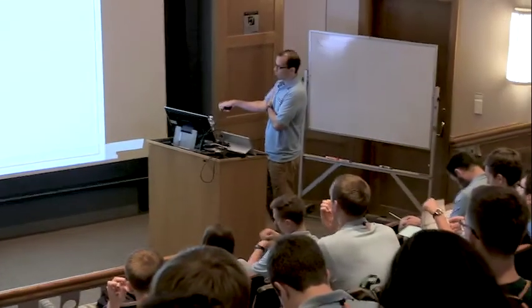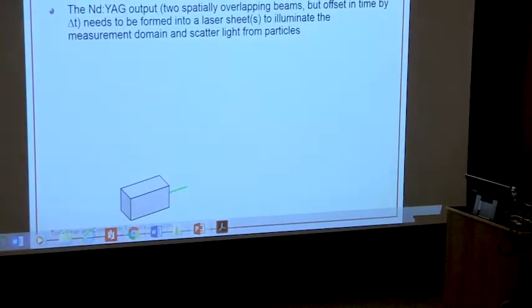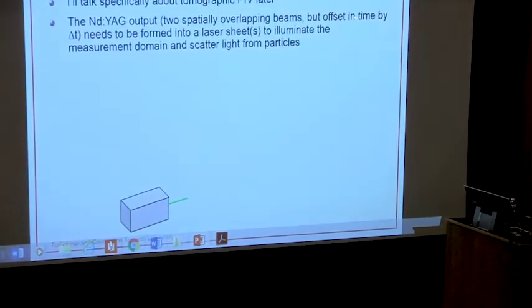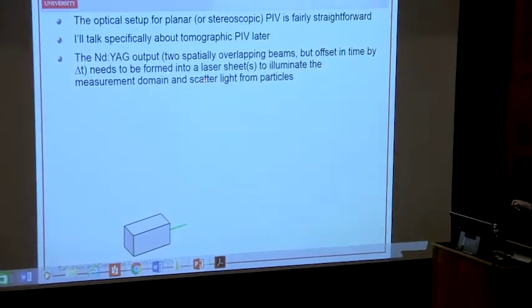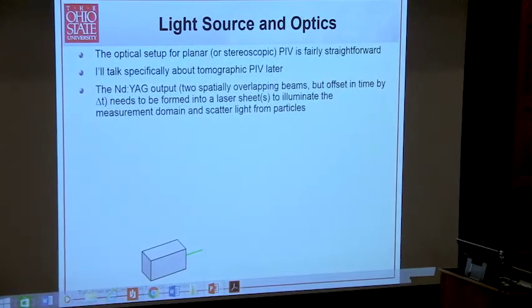And we'll talk about tomographic later. The first thing we start with is, like I said, we have 2 beams. Again, if you have a dedicated dual cavity PIV laser, this is already satisfied. You have two spatial beams. Again, they need to be offset in time, and they need to be formed into thin laser sheets to illuminate the particles in the measurement domain.